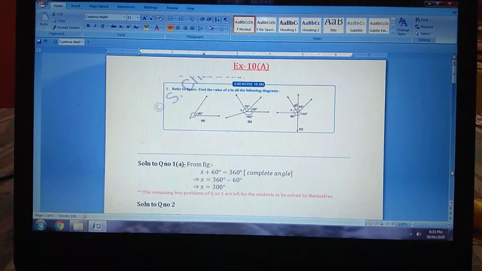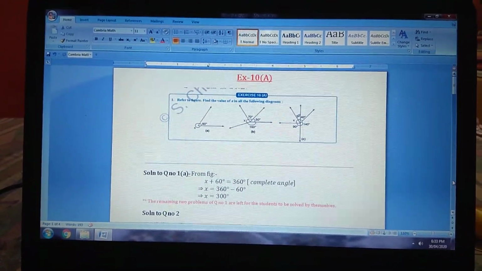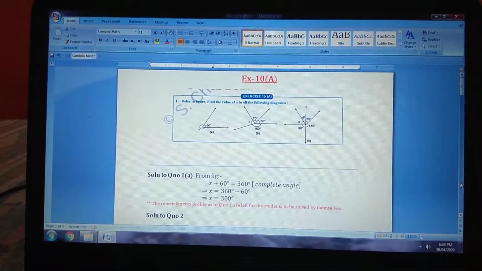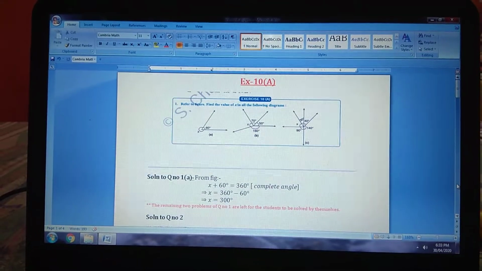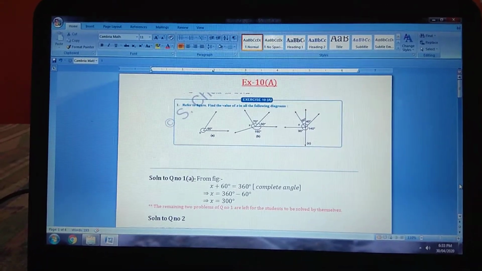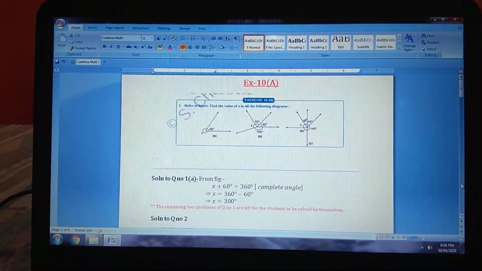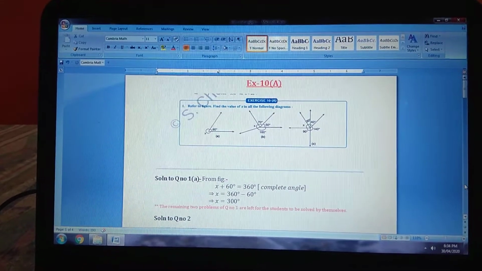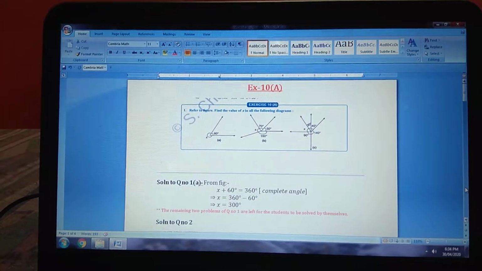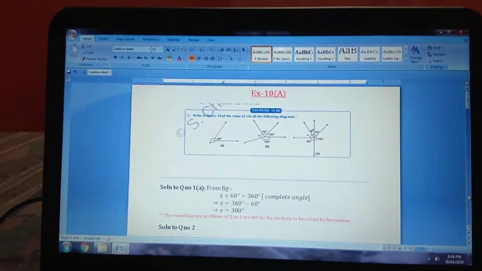In our last class, I explained the terms related to lines and angles. What are those terms? Adjacent angles, corresponding angles, supplementary angles, vertically opposite angles, linear pair and angles on a straight line. Now, today in Exercise 10A, we will see their applications. So let's have a look. Turn to your book. Take out page number 10A.